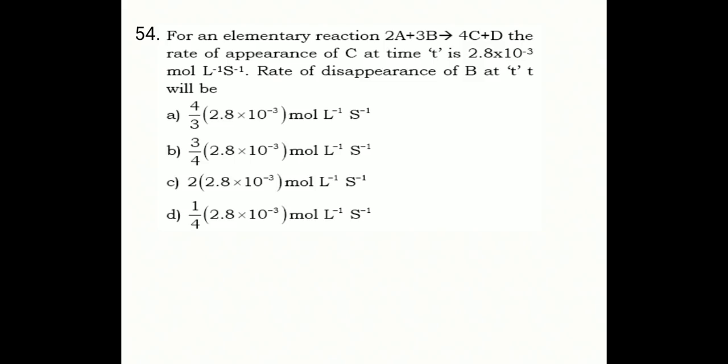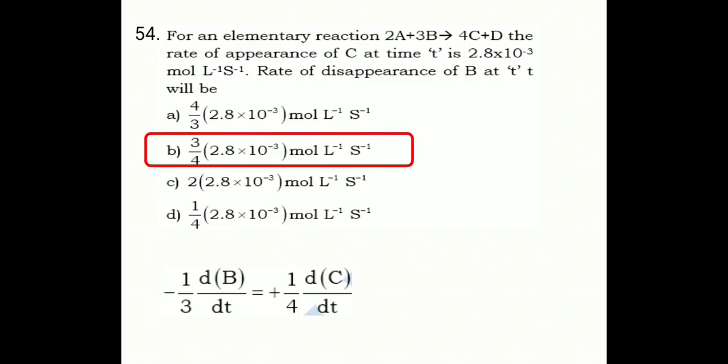Then 54, for an elementary reaction 2A plus 3B gives rise to 4C plus D. So very simple, if you write the rate of reaction equation, you are going to end up with 1 by 3 dB by dt is equal to 1 by 4 dC by dt, correct? As stoichiometric coefficient you have to write 1 by 3 dB by dt, 1 by 4 dC by dt. Now you want the disappearance of B, that means dB by dt. If you take dB by dt, this 3 should be taken this side. So 3 by 4, 2.8 in 10 to the power minus 3. So the answer for this question is B. Very simple question it is actually.